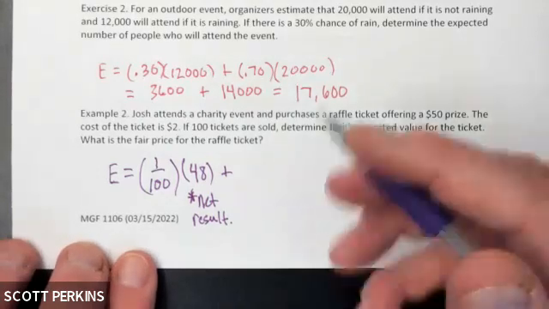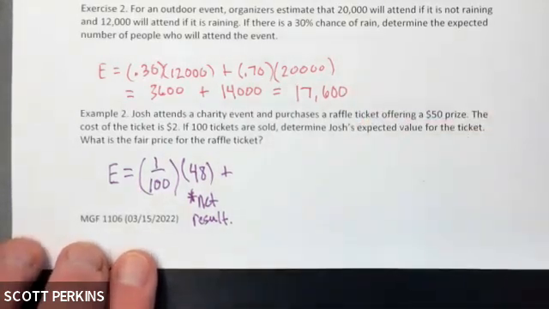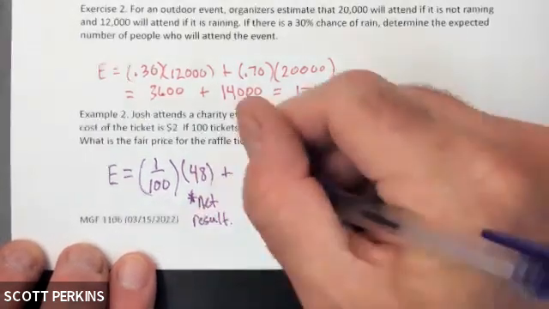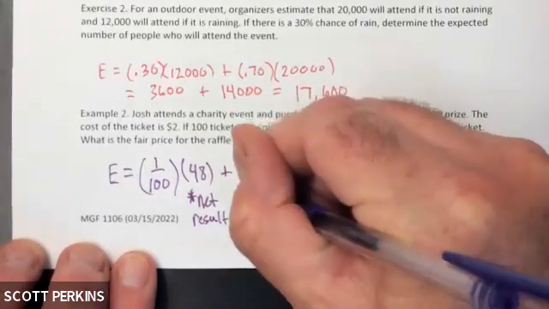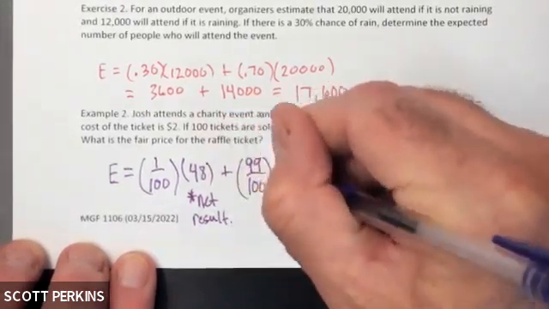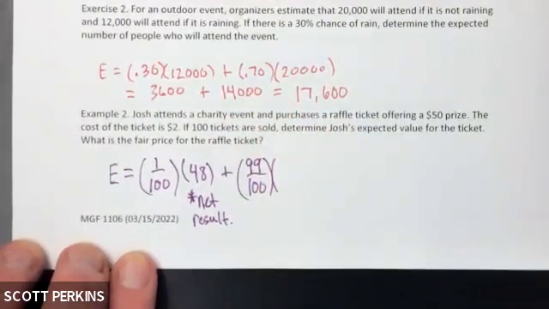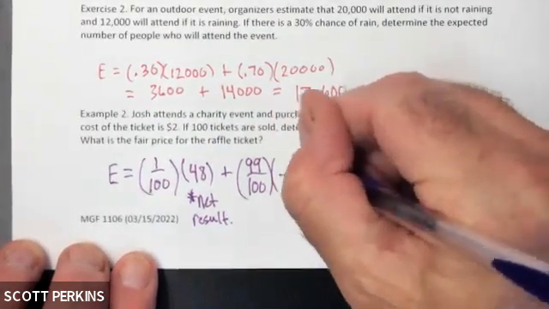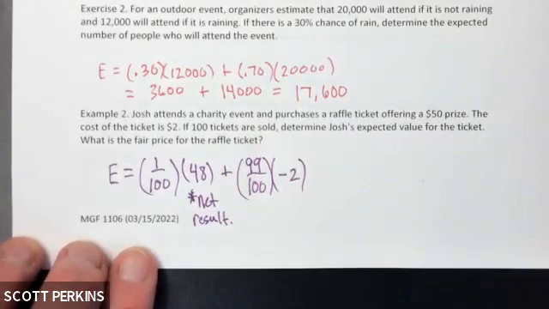So the only other thing is he's going to lose. What's his probability that he loses in this lottery? Yep, the other 99 tickets are no good for him. And what is his net result when he loses? -2. He's out that $2. He's donated that to charity.